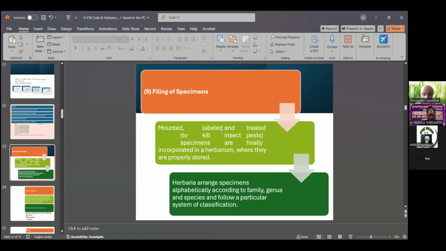The last, ninth one is filing of specimens, mounted, labeled, and treated to kill insects and pests. Specimens are finally incorporated in the herbarium, where they are properly stored after examination, using insect-resistant or pest-resistant sprays.